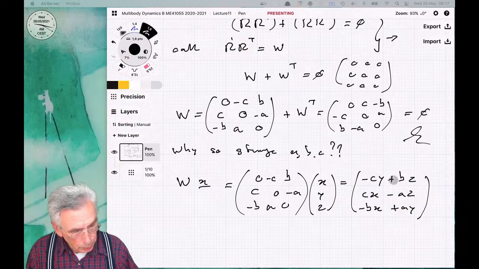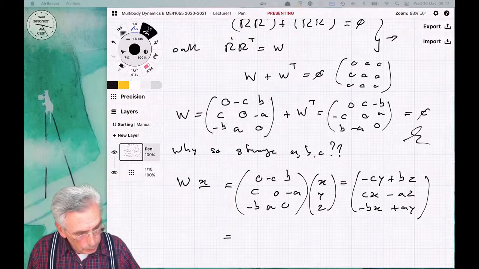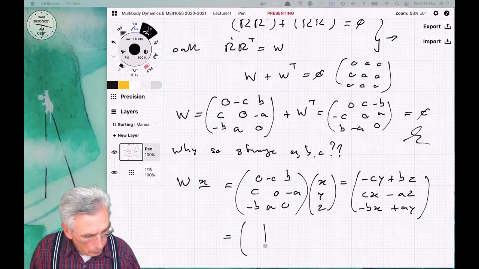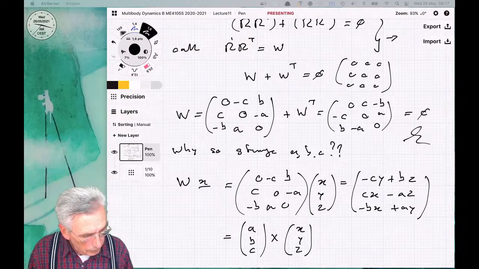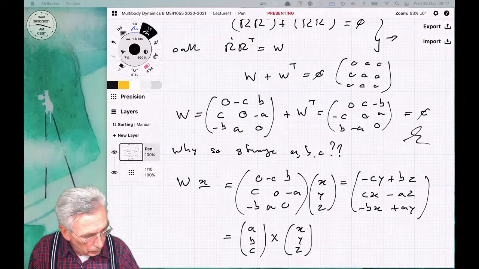Actually, this looks a little bit like a cross product, right? I mean, there's no X and there's no A here. So it looks a little bit like this: A, B, C, cross product X, Y, Z. Check it out. So the first is this times this, B times C minus C times Y. Yeah, that's correct. Aha!